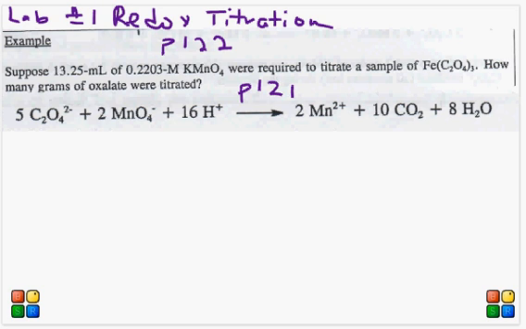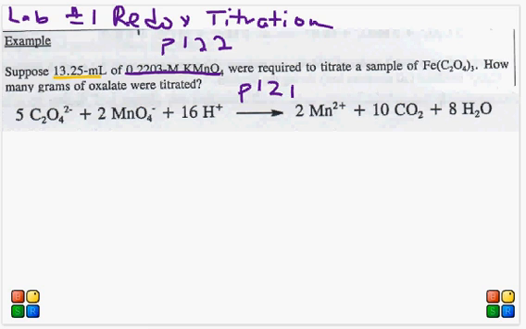Okay, so let's begin. The example is: suppose 13.25 mL of 0.2203 molarity KMnO4 were required to titrate a sample of iron oxalate. How many grams of oxalate were titrated? Two things you have to notice is that the only clues you have are the volume and also the molarity. First things first, you want to know about your givens.